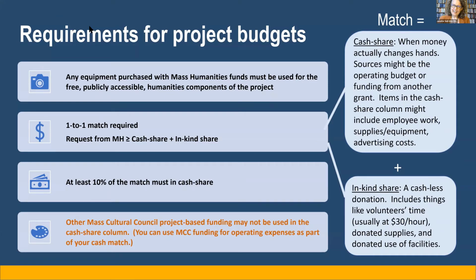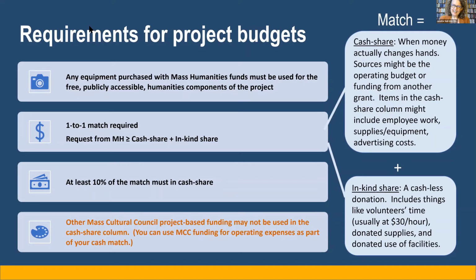So a cash share is when money actually changes hands. The sources for your cash share might be your operating budget or maybe another grant that you're applying for. And if you're applying for another grant and you haven't received it yet, I'll show you on the budget form. You can just tell us that it's either secured or that you're still waiting to hear. And if you know when you're going to hear, you can put down when. The kinds of things that you might put in your cash share column could be employee work. So if you have salaried employees, that's going to go in the cash share column because you pay them a salary for the work that they're doing on the grant. You can put supplies, equipment, advertising costs, those sorts of things.